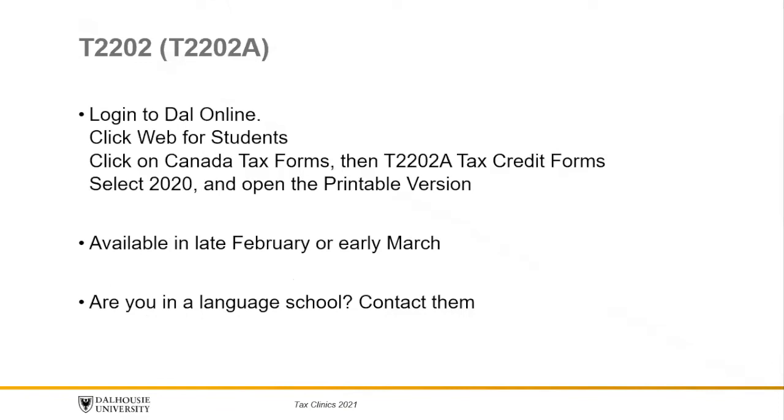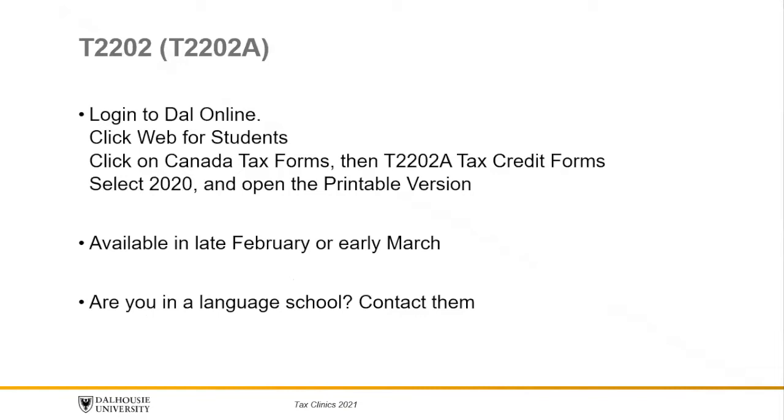Now we're getting into the tax receipts that are issued. The first you're going to need to know about is the T2202, formerly known as the T2202A. This is a receipt showing the amount of tuition that you have paid to your school. For Dalhousie students, the T2202 is available on their Dal Online.